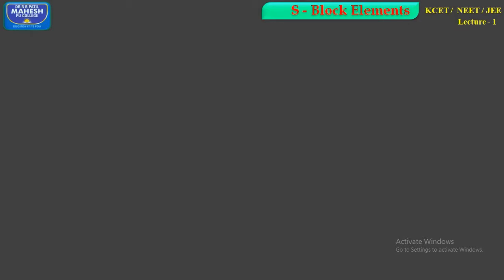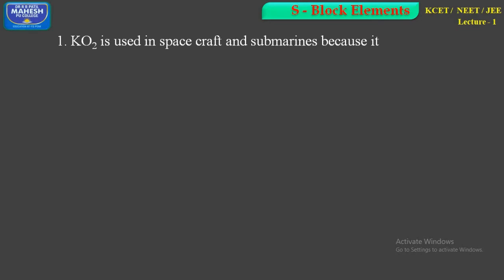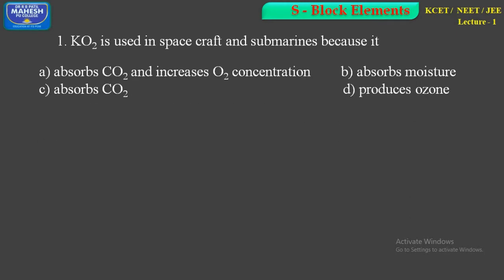Let's begin with question 1. Potassium dioxide is used in spacecraft and submarines because it is option A, absorbs carbon dioxide and increases oxygen concentration. Option B, it absorbs moisture. Option C, it absorbs carbon dioxide. And option D, it produces the ozone.